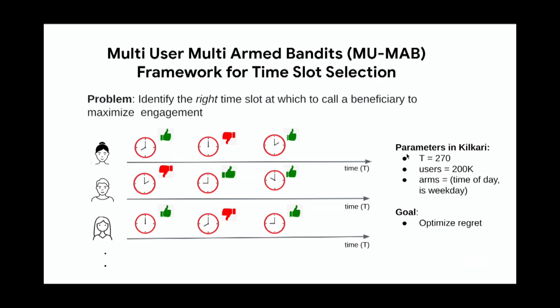And it's important that this study runs for a very short duration. It only runs for 9 months or so, and it's really important to identify the right time slots to call users very quickly. If you are slow to identify this, they just drop out of the program.